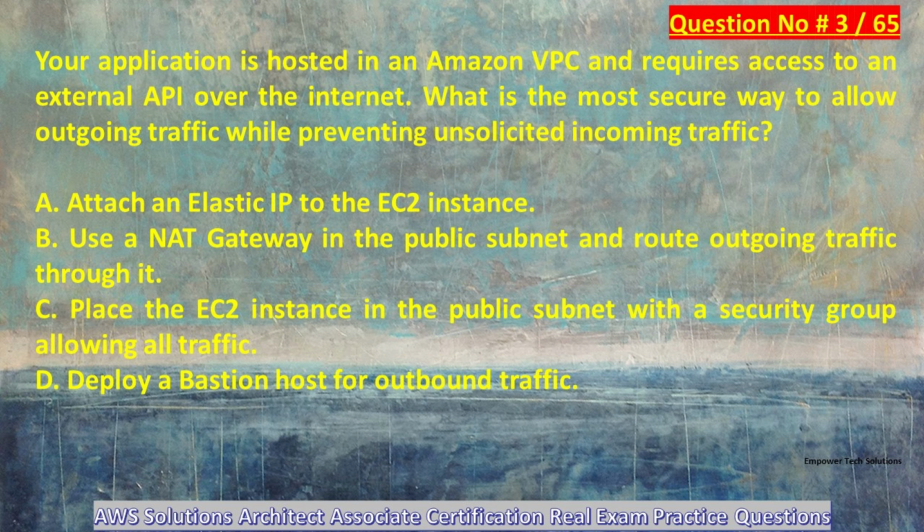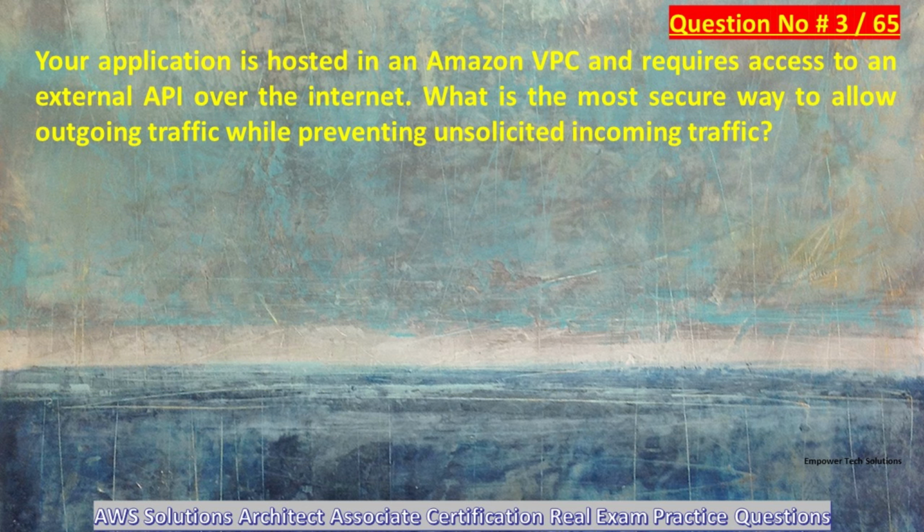Your application is hosted in an Amazon VPC and requires access to an external API over the internet. What is the most secure way to allow outgoing traffic while preventing unsolicited incoming traffic? A. Attach an elastic IP to the EC2 instance. B. Use a NAT gateway in the public subnet and route outgoing traffic through it. C. Place the EC2 instance in the public subnet with a security group allowing all traffic. D. Deploy a bastion host for outbound traffic.